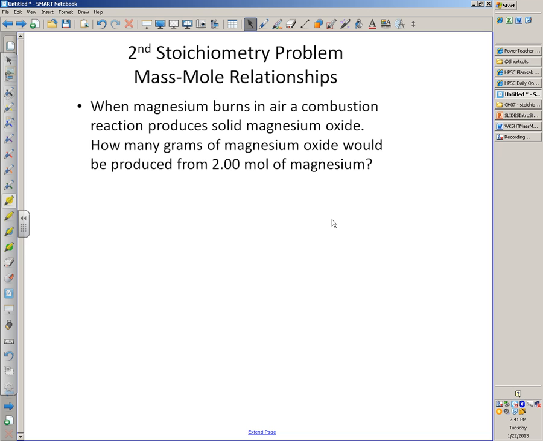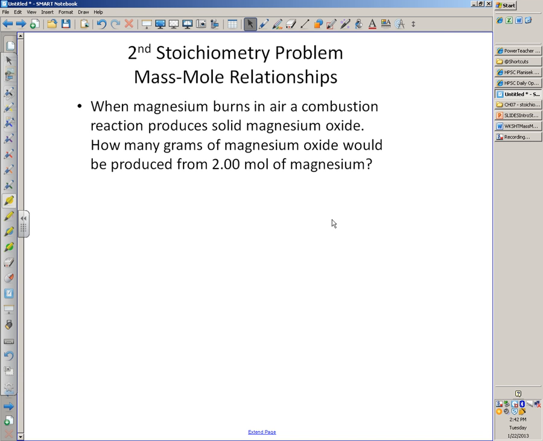Which is on the back of your outline. It's Roman numeral 3, letter A. It says, when magnesium burns in air, a combustion reaction produces solid magnesium oxide. How many grams of magnesium oxide will be produced from 2.00 moles of magnesium?